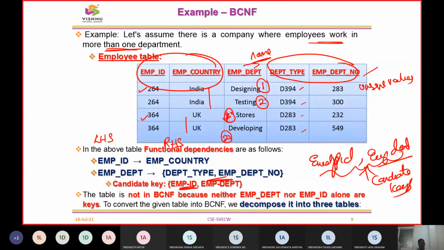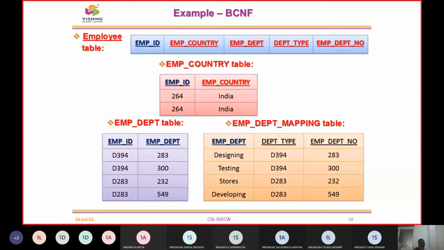Now this table is not in the Boyce-Codd normal form. Neither employee department nor employee ID alone is going to be the key, because if I want to see the department number, I am dependent on employee type and employee number. Similarly, if I want the ID, then I can get it from the country itself. So the relation is going to be totally partial and not much meaningful inference can be derived. So in order to eliminate that, we are going to see that the table is normalized.